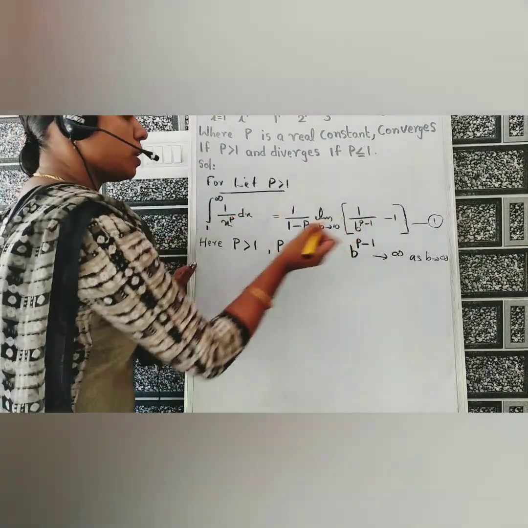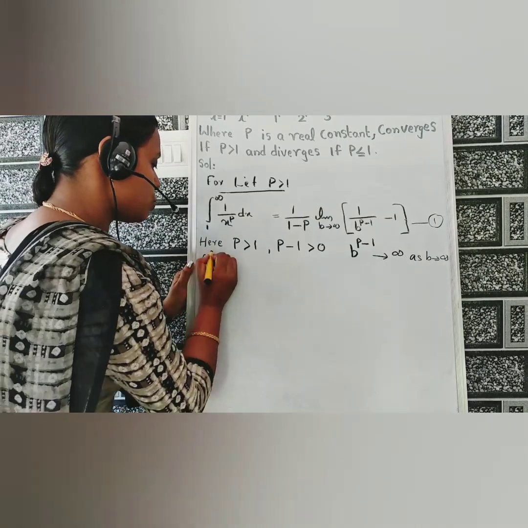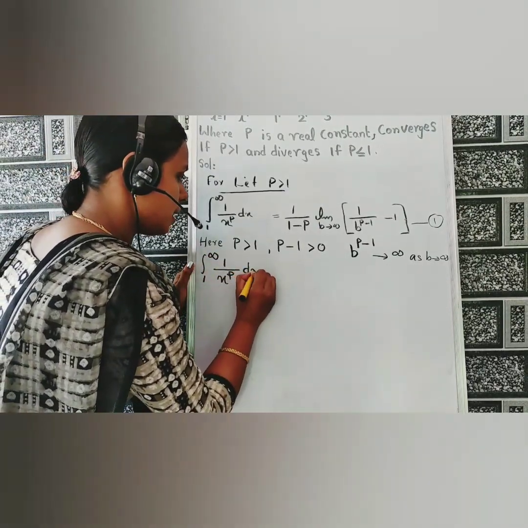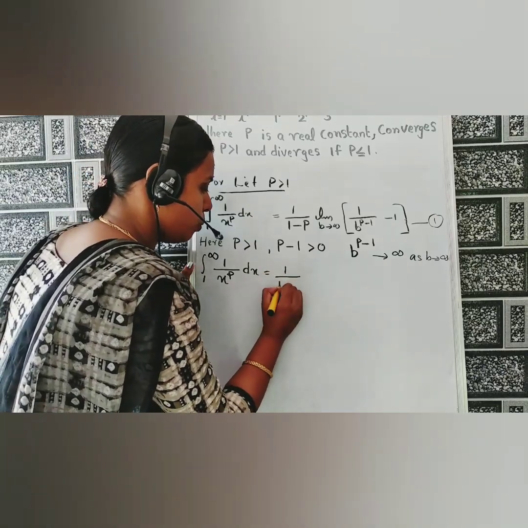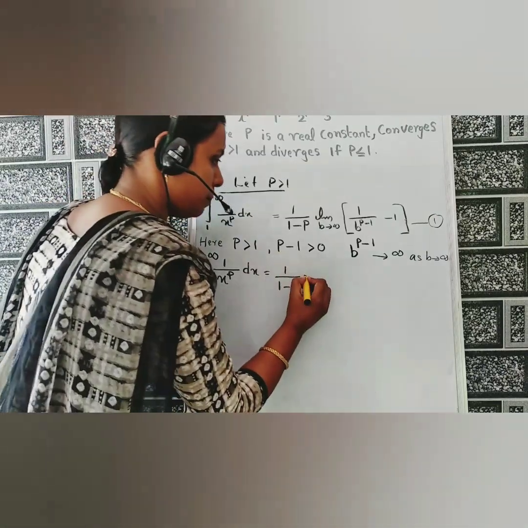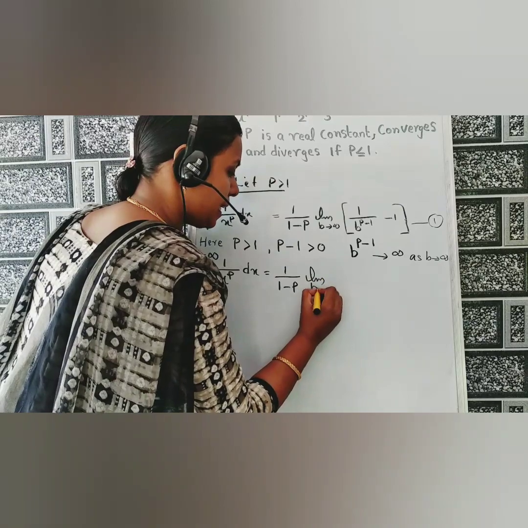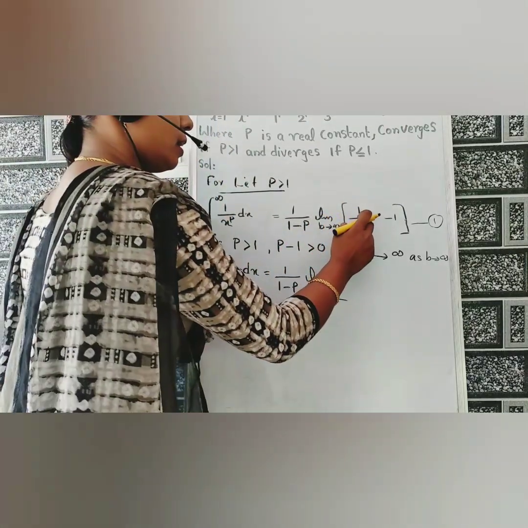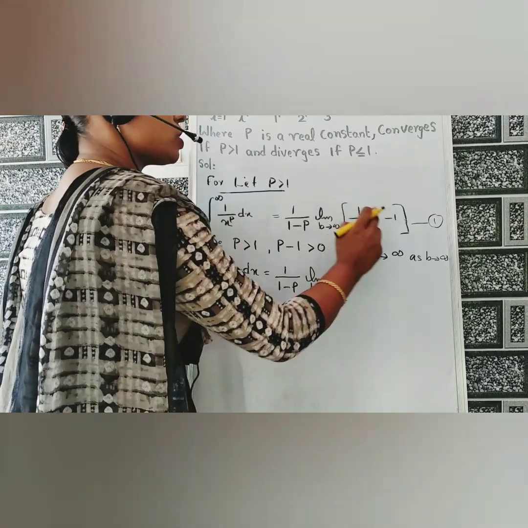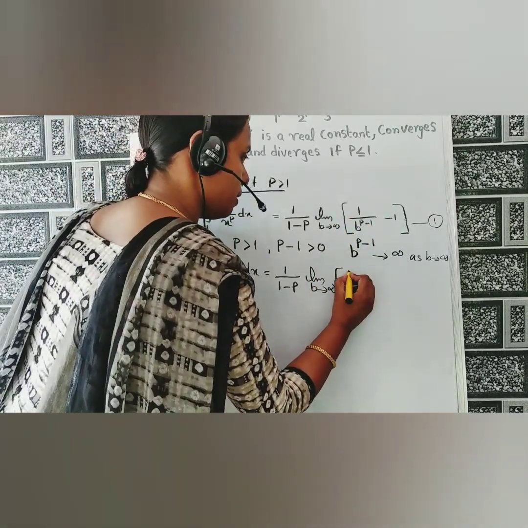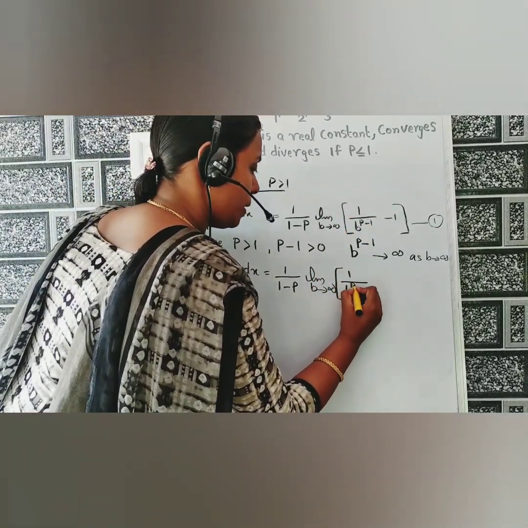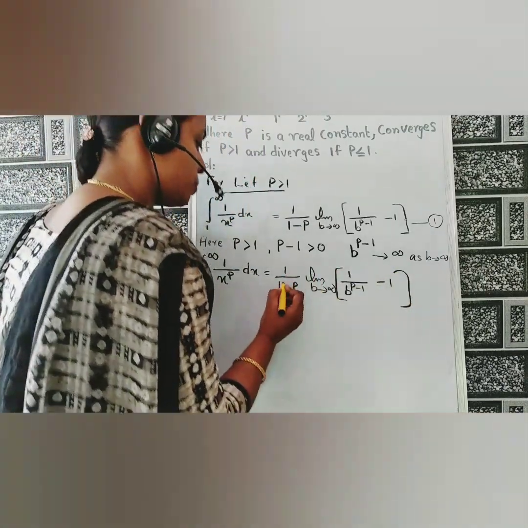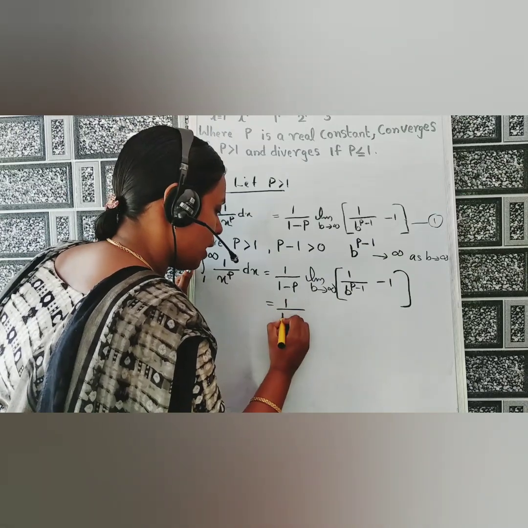Then equation 1 becomes integral 1 to infinity 1 by x raised to p dx equal to 1 by 1 minus p, limit b tends to infinity, here 1 by b raised to p minus 1 minus 1. Now applying the limit, we get 1 by 1 minus p.